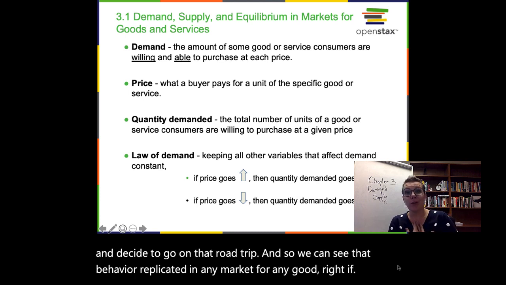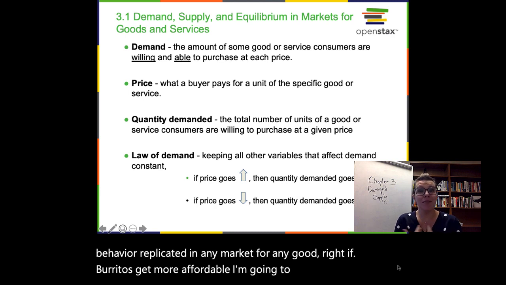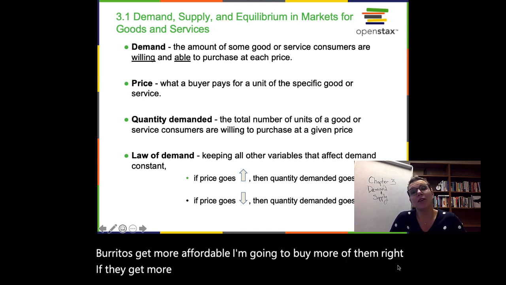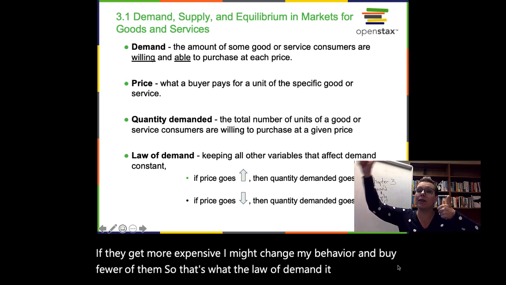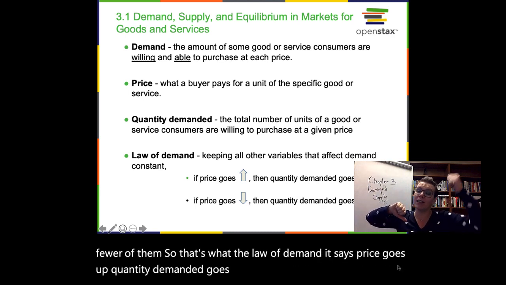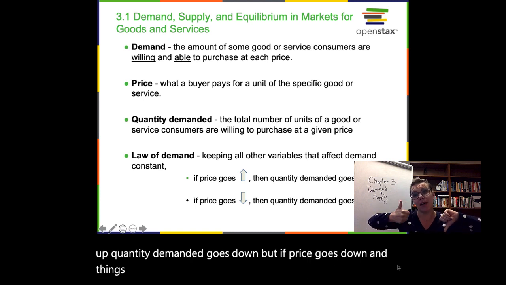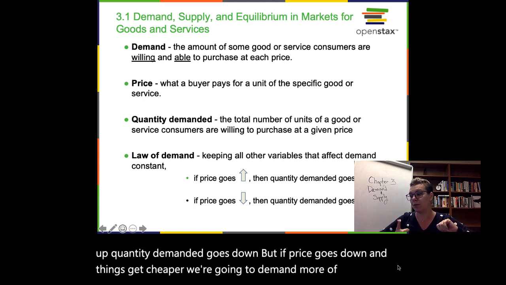If burritos get more affordable, I'm going to buy more of them, right? But if they get more expensive, I might change my behavior and buy fewer of them. So that's what the law of demand says. Price goes up, quantity demanded goes down. But if price goes down and things get cheaper, we're going to demand more of them. Quantity demanded will go up.